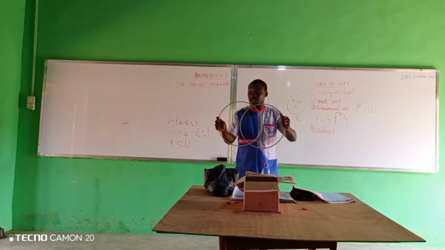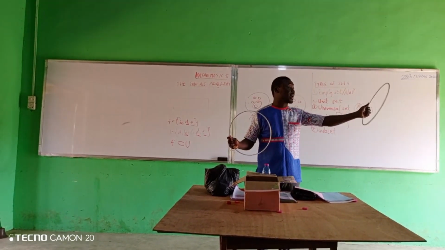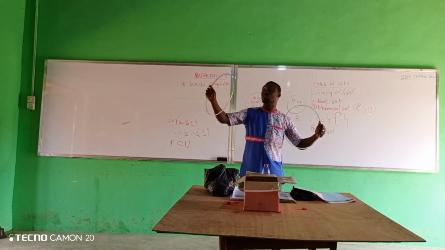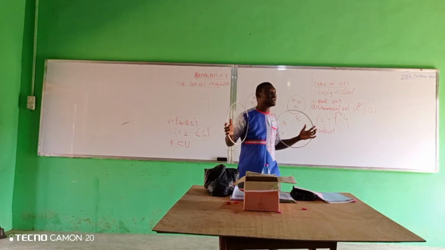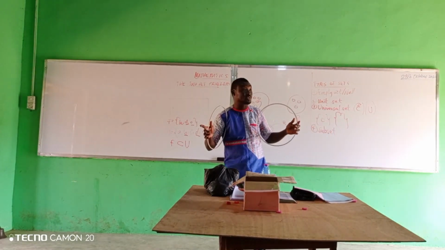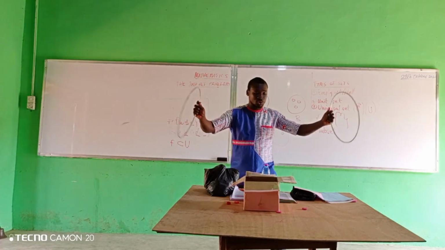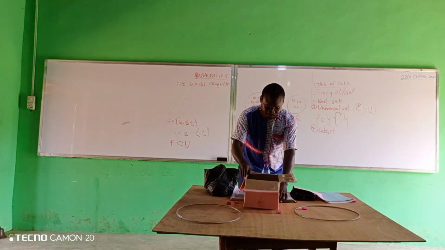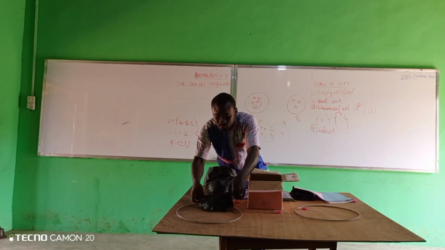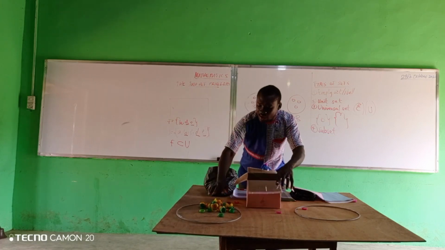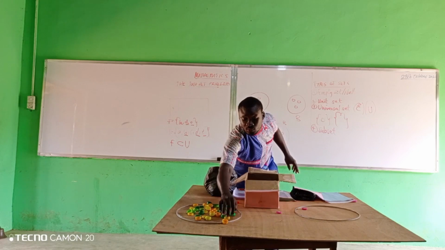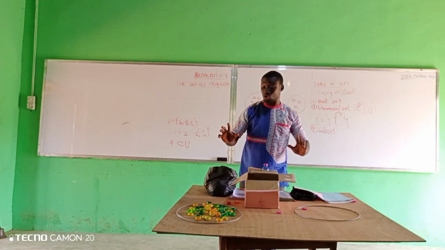But if this one contains red and blue bottle tops, and this one contains red bottle tops, what do they have in common? They have red bottle tops in common. So, let me demonstrate. This set has what? Green and yellow bottle tops.